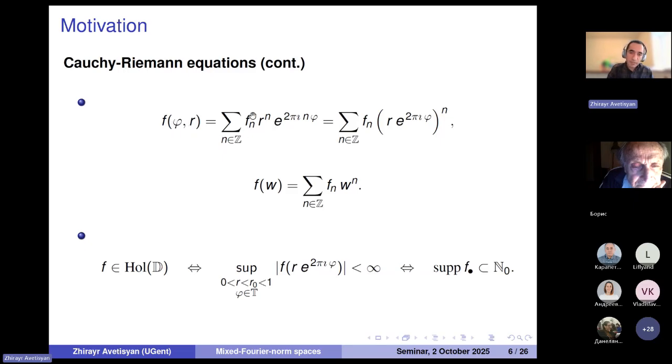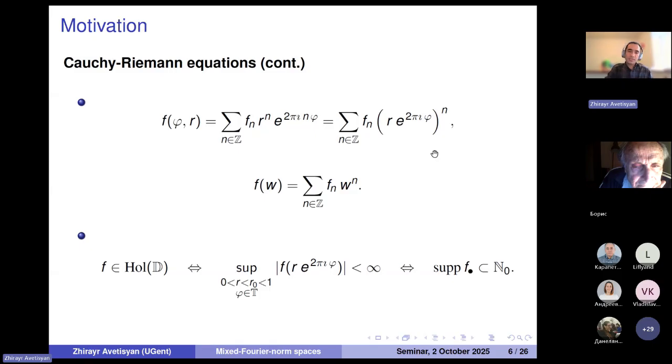Here I already substituted fn r to the n. And then I just get what? Fn times this quantity to the n, which is basically the Laurent series for a function analytic in the punctured disk, right? So nothing new, essentially undergraduate complex analysis stuff. But now we are looking at it from a different perspective.